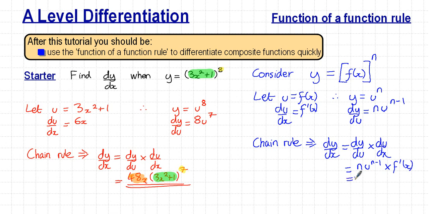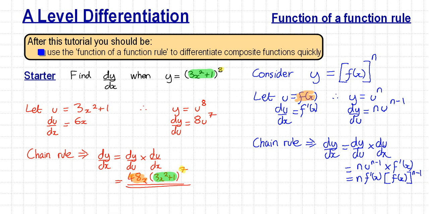Now u is, what was u again? Well, u we just said was f of x here. So we can replace that, and I think it might be quite nice to put the n first, then perhaps the f dash of x, and now u is raised to some power, but what I might have to do there is put the u, which is f of x, in brackets, and put the n minus 1 there.